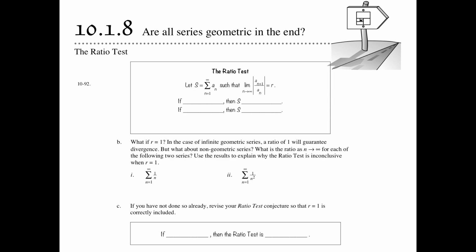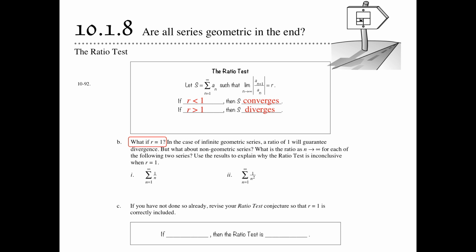In problem 10-92, your students will complete their final math notes box summarizing the ratio test, which ends up looking almost identical to the test we use for geometric convergence. Of course, one thing is left out. What if r equaled 1?